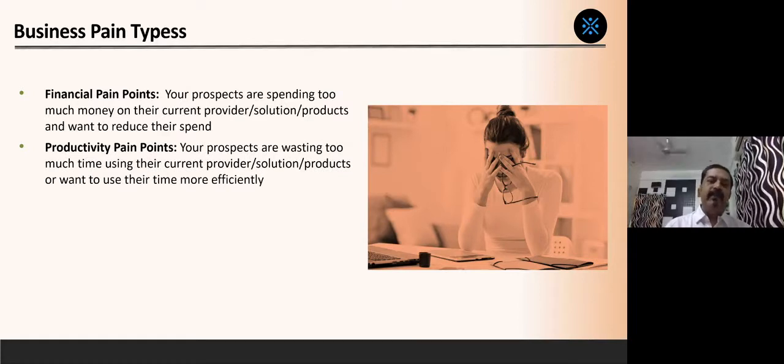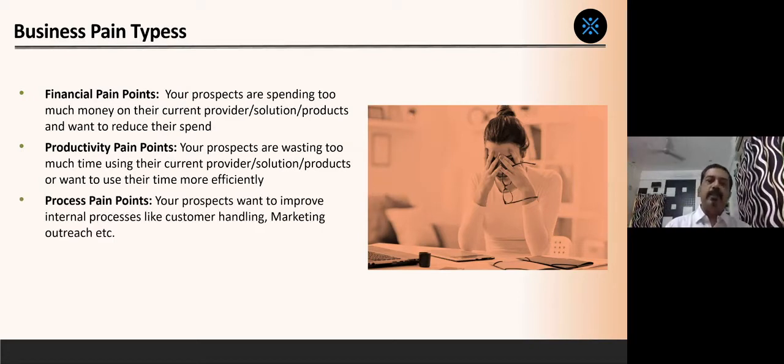And then there are productivity pains. That is, if they have a particular solution in place, it is not performing the way they want, it is not efficient, right? So there is a productivity pain there.